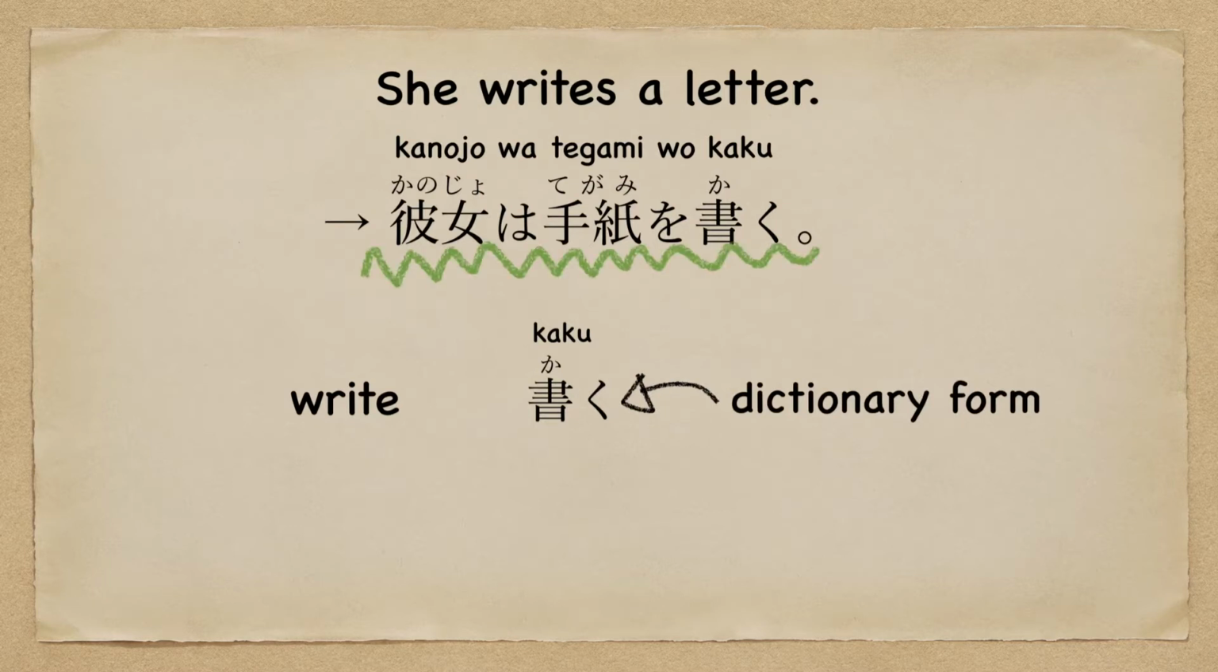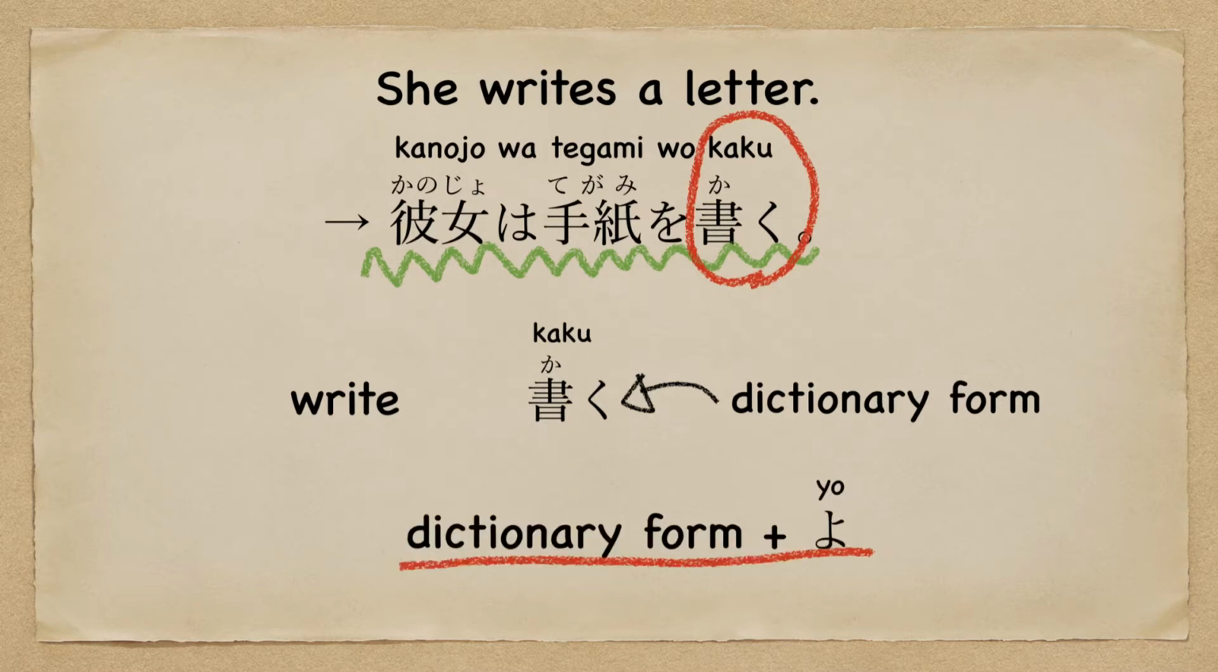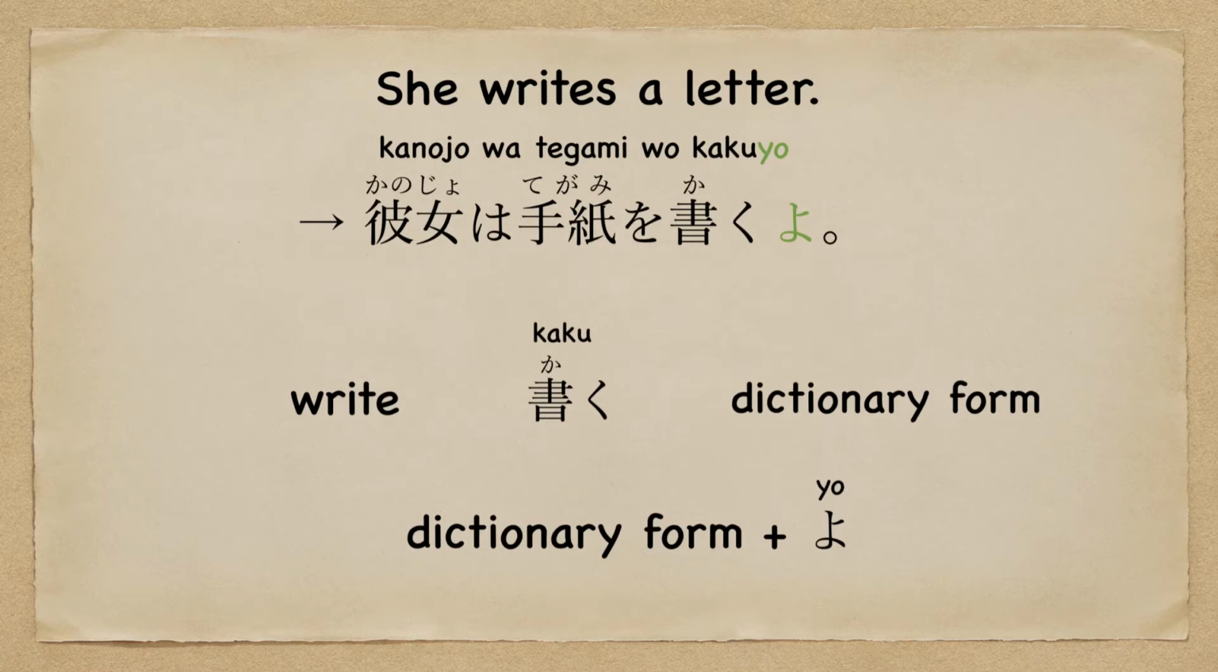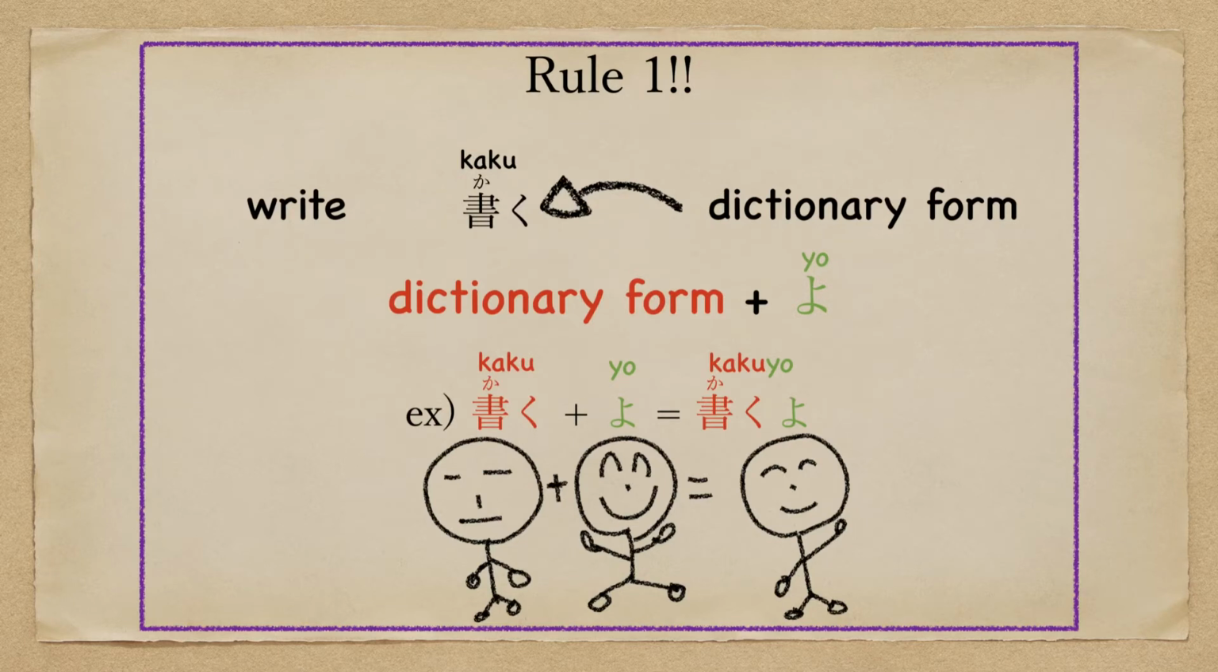If you use the dictionary form, you might give the other person a chilly, cold, unfriendly impression. Then, if you put yo after the dictionary form, it'll sound friendly. So you can use this form with your friends, but it sounds not polite. Thus, you shouldn't say that to older people. Rule number one: dictionary form plus yo is friendly, but not polite. So you can use it with your friends.